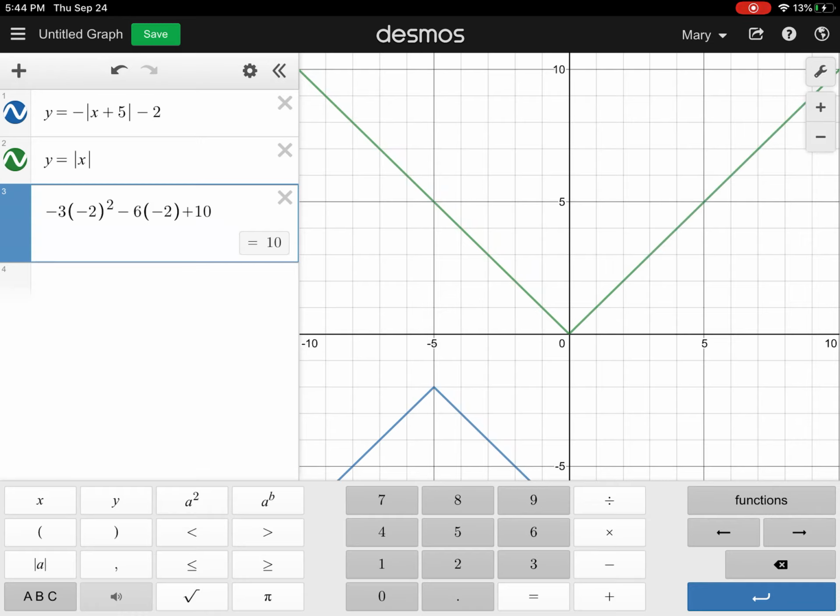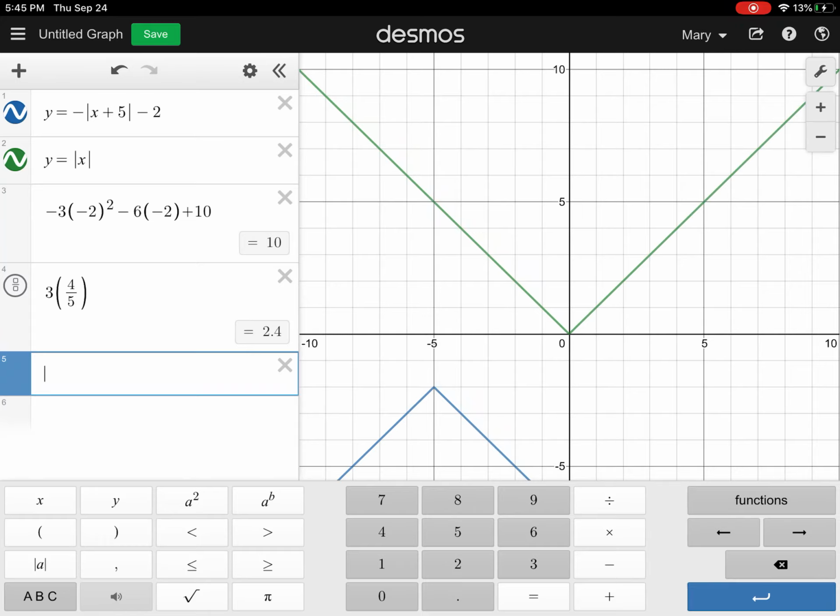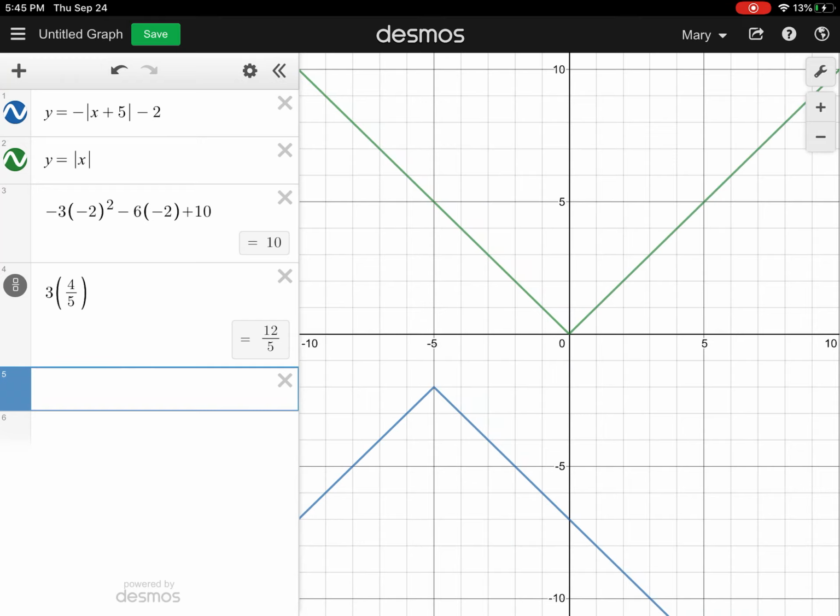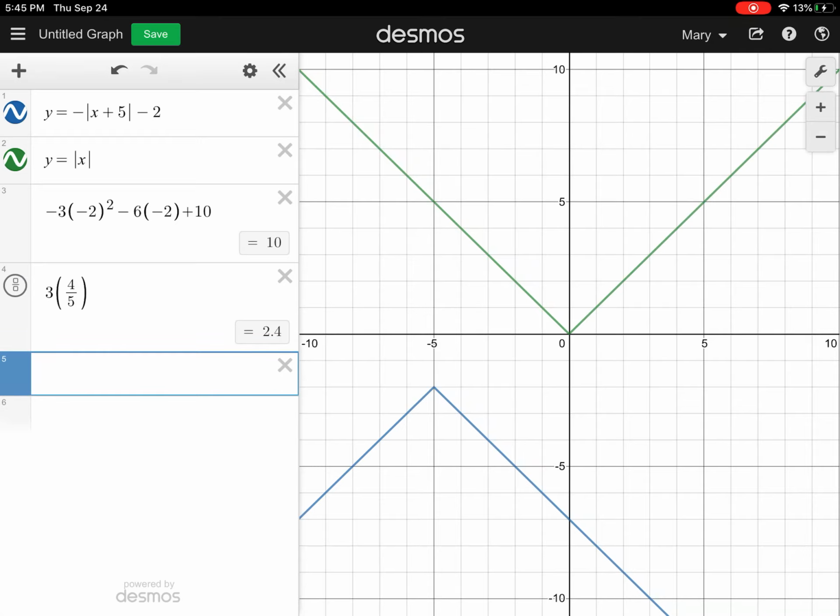All right, and let me show you another little thing while we're here. Let's say I had to evaluate something, a whole different problem, but let's say I had 3, and I was trying to multiply it by, I don't know, 4/5. Let me just point something out to you. This decimal right here, 2.4, is a nice pretty decimal. But in case you wanted that as a fraction, notice this little fraction button up here. You can turn something into a fraction and then back away from a fraction. Fraction, decimal, fraction, decimal, okay? In case you ever need a fraction.